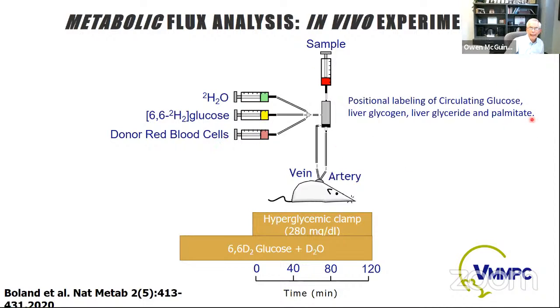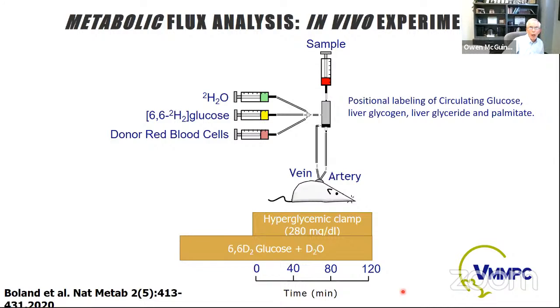And then we're going to take samples from these animals over time and look at the labeling of glucose, glycogen, and the glyceride and the palmitate and the products of synthetic reactions ongoing in the liver. So the way this design works is we give the 6,6-glucose and deuterated water in advance, allow equilibration of these tracers, and then we measure baseline glucose flux here, and then we perform a hyperglycemic clamp at 280 milligrams per deciliter for 2 hours.